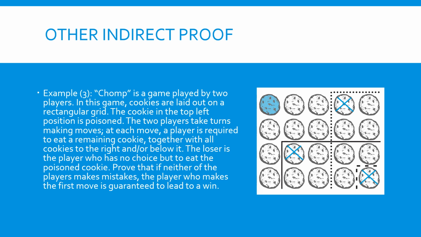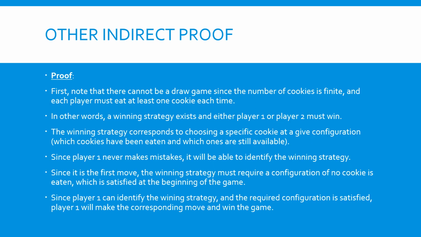The two players take turns making moves. At each move, a player is required to eat the remaining cookie, together with all cookies to the right and below it. The loser is the player who has no choice but to eat the poisoned cookie. Prove that if neither of the players makes mistakes, the player who makes the first move is guaranteed to win. Name the player who makes the first move player 1, and the other one player 2.